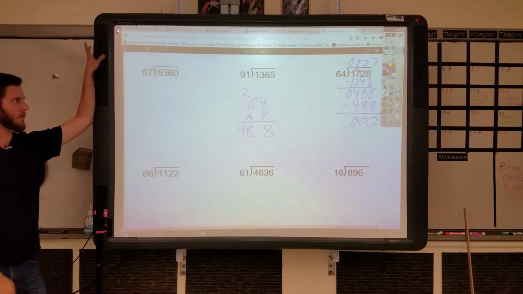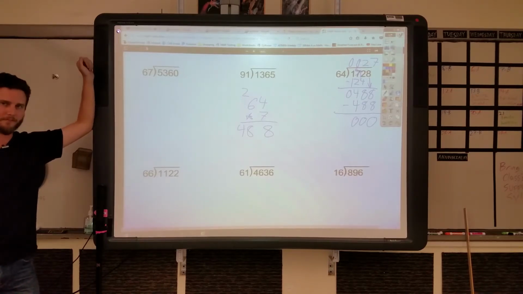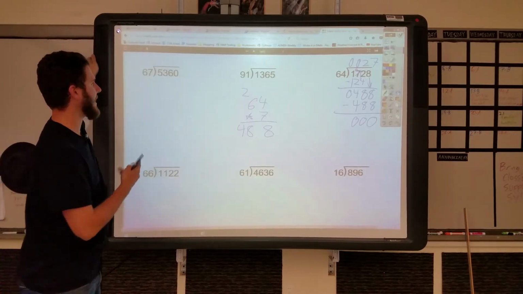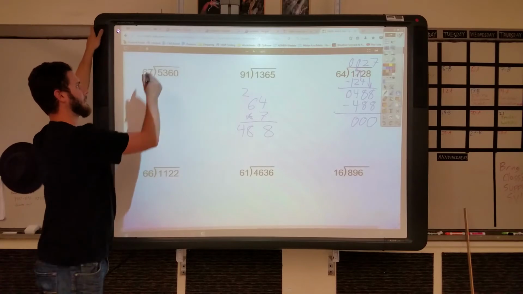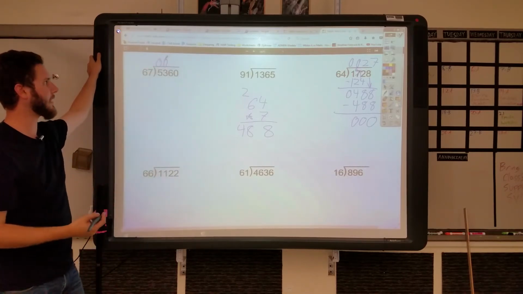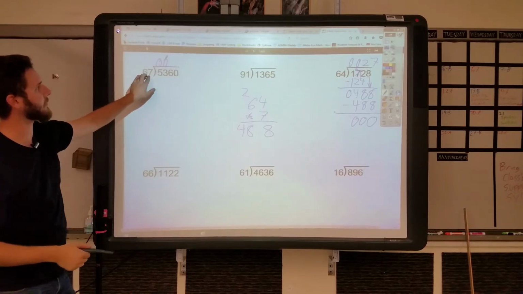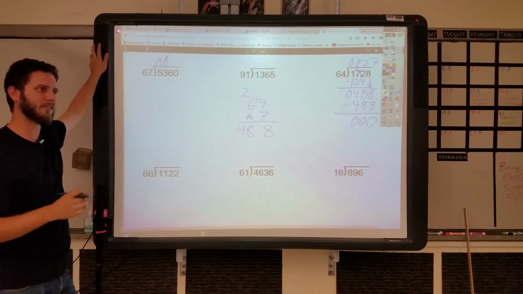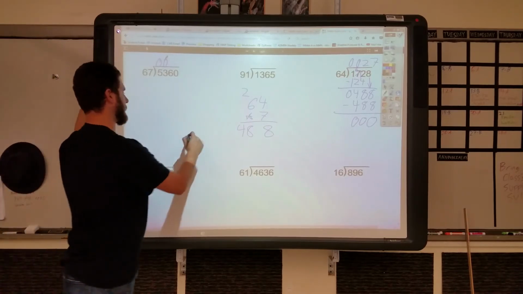The next problem I'm going to do is right here. 5,360 divided by 67. In this case, once again, similar to that, I know that 67 does not go into 5, nor does it go into 53. I'm instead going to have to try to estimate how many times 67 goes into 536.